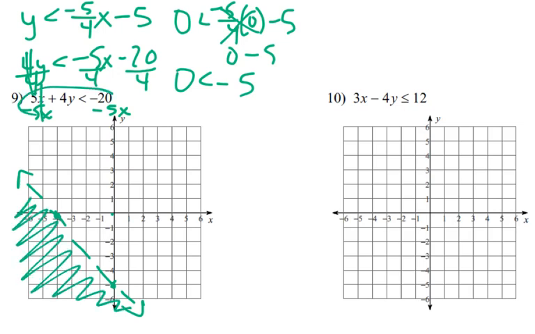Now notice sometimes I'm using the original equation for my test point, sometimes the new one. You can do whichever one you want to. I'm just showing you that it works regardless of which one you do.